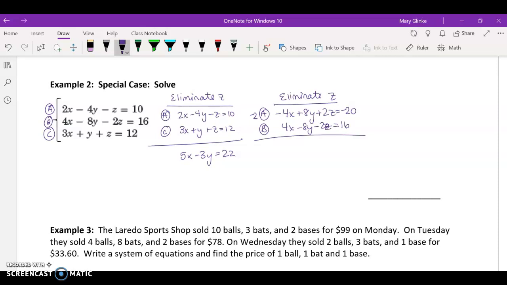But here's where something weird happens. As I'm eliminating it, all of my variables cancel out, and I get 0 equals negative 4. So if at some point in your solving, your variables get eliminated, you ask yourself, is this true? This one is not true, and so it's going to be no solution. If you get a true statement, that would be infinitely many solutions, and we'll talk about that tomorrow with the 3.5 day 2.